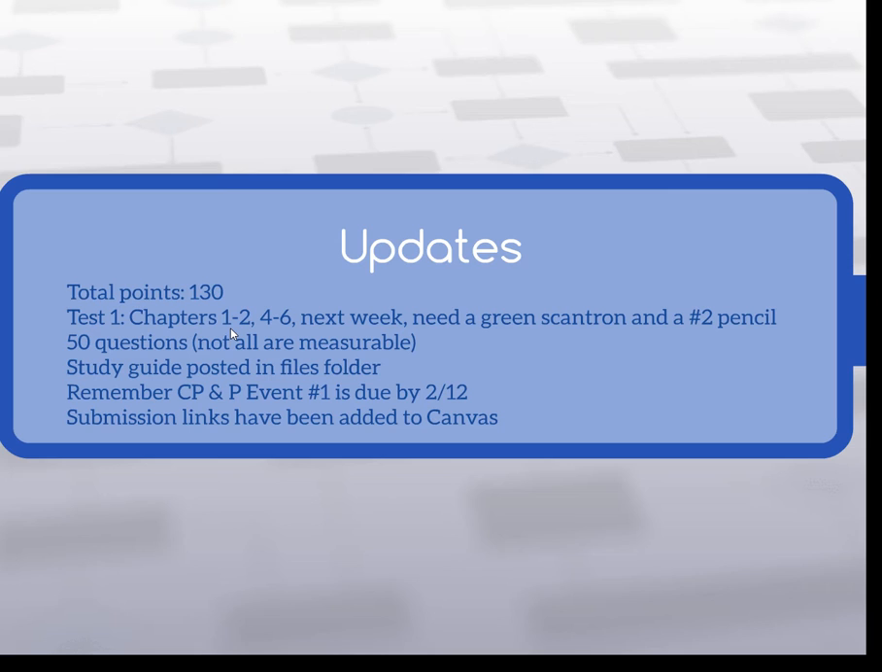Next week is test one, chapters 1, 2, 4, 5, and 6. You need a green Scantron and a number 2 pencil. There's going to be 50 questions. Not all of them are measurable. So you have a few question buffer there. So if you don't get all 50 right, it's still possible to get 100%.